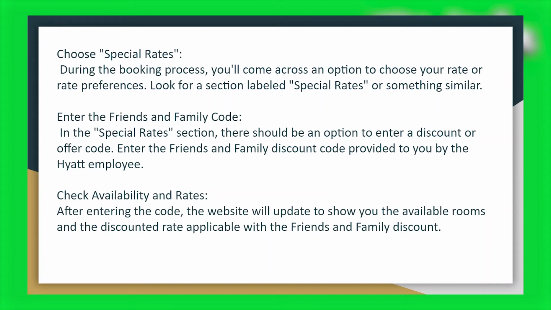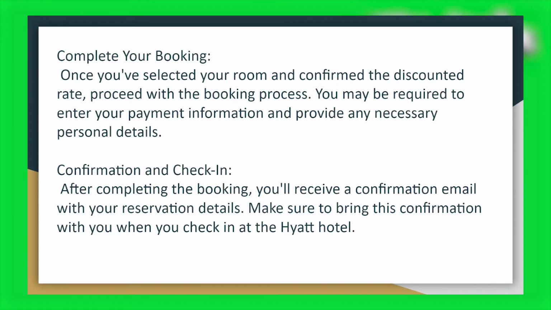In the special rates section, there should be an option to enter a discount or offer code. Enter the Friends and Family discount code provided to you by the Hyatt employee. After entering the code, the website will update you to show the available rooms and discounted rate applicable with the Friends and Family discount. Once you have selected your room and confirmed the discounted rate, proceed with the booking process.